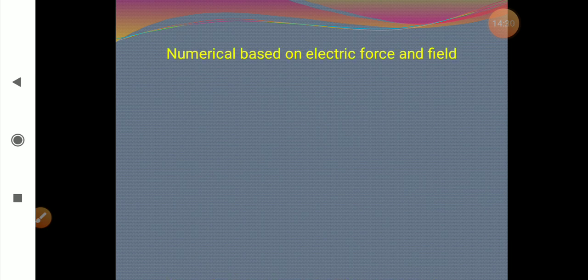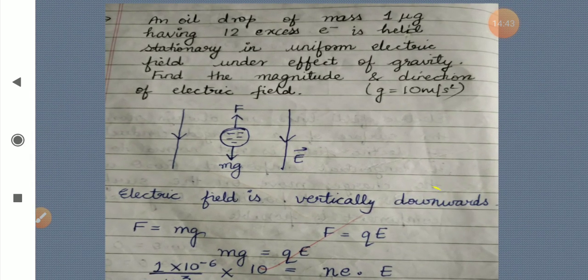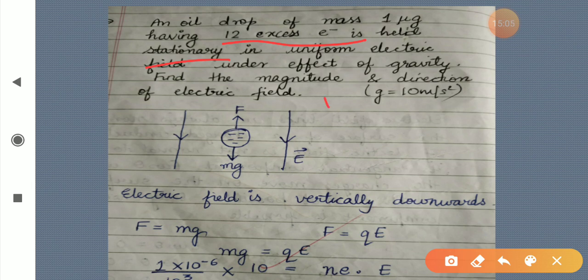Now, the next one, a very simple problem, but it is also an important problem. It is based on electric force and electric field also. So here, let us read out the question. An oil drop of mass 1 microgram having 12 excess electrons is held stationary in uniform electric field under effect of gravity. Find the magnitude and direction of electric field. The value of g is given to be this much.